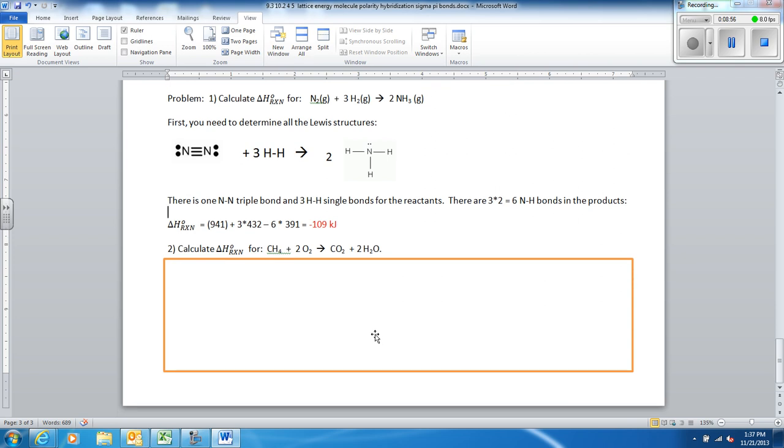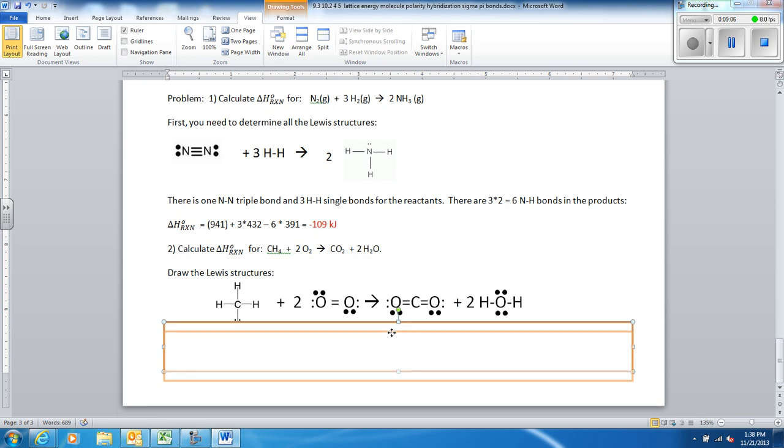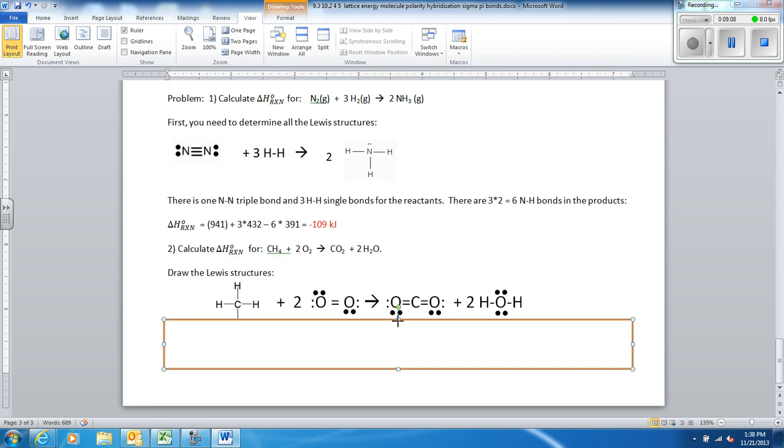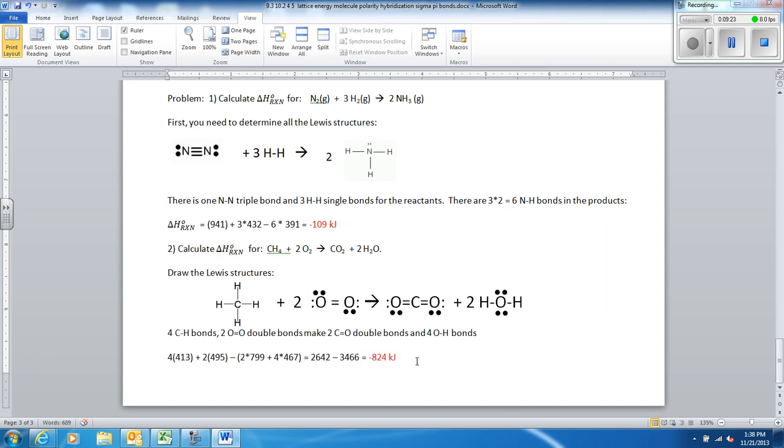Okay, last problem for this video. Do your Lewis structures. I'm going to pause for a moment, and you should pause your video and do the Lewis structures. Here are your Lewis structures. So I've got 4 CH bonds, 2 OO double bonds, 2 CO double bonds, and 2 times 2 OH bonds, so 4 total OH bonds.